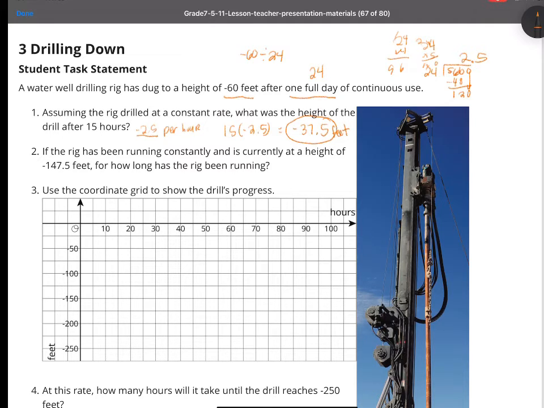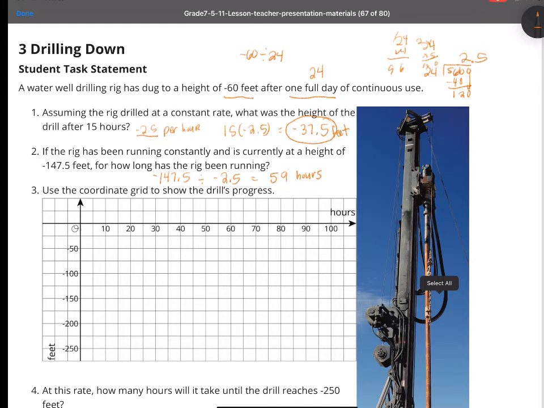All right. So then for question number 2, it says if the rig has been running constantly and is currently at the height of negative 147 and a half feet, for how long has the rig been running? Well, it gives us the feet. So what we want to do is divide 147 and a half by the rate, which would give me 59 hours. Why did I get a positive quotient? Because the signs are the same.